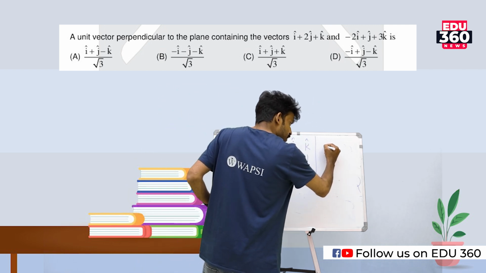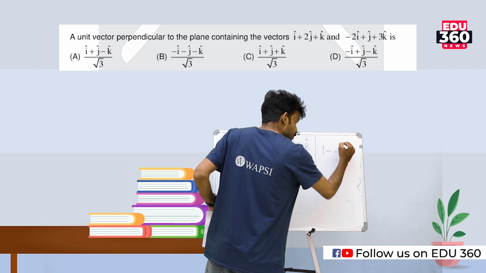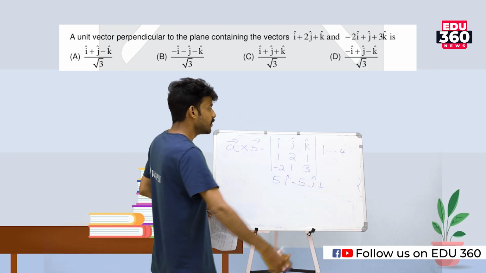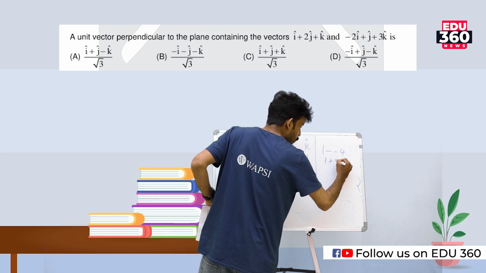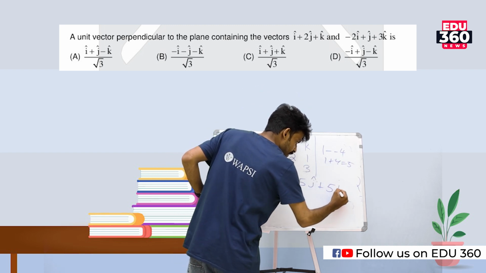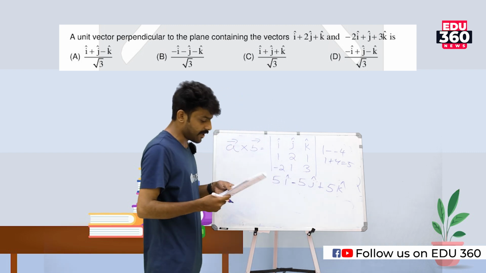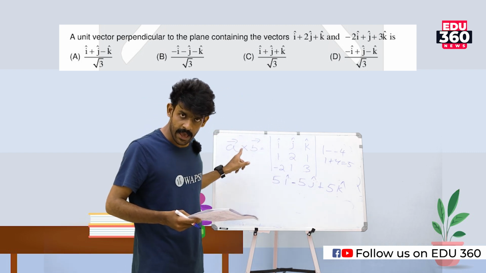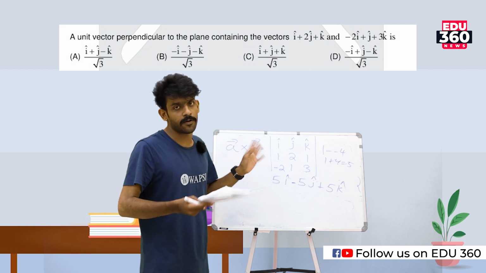That is, let me show that 1 minus 2 into 2, that is 4. 1 minus 4, that means 1 plus 4, so the answer is 5. So here it is 5k cap. Okay, so this is vector A cross B. That means the cross product of two vectors.